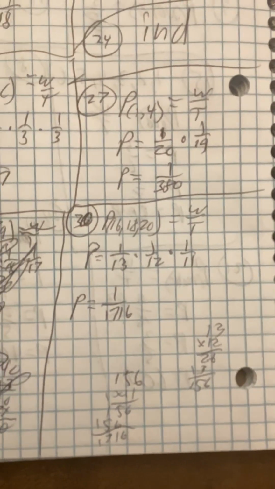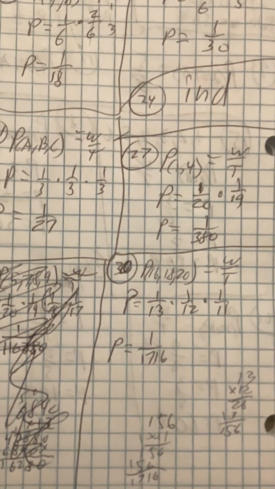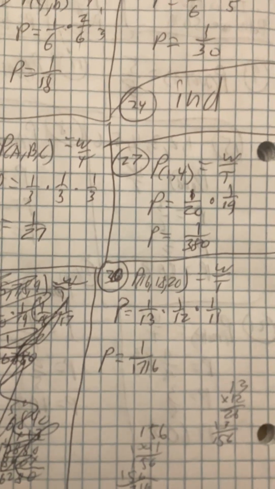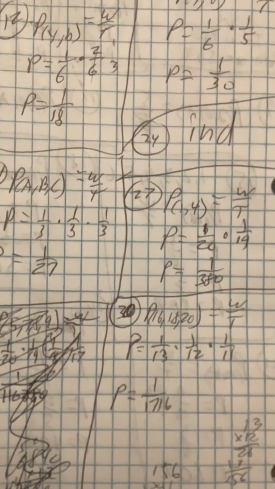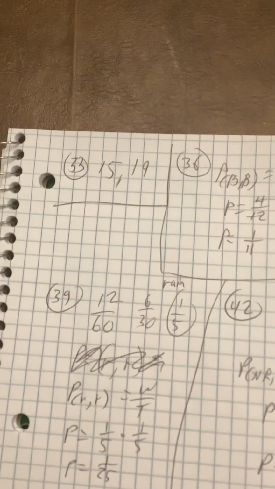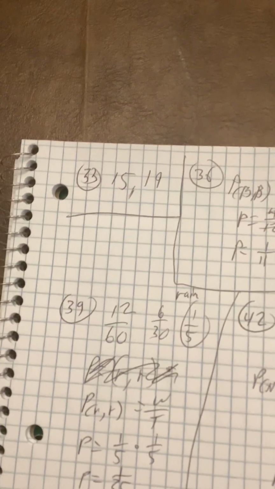13 times 12 is 156. Times 11 is 1,716. So the probability of picking those is 1 out of 1,716. And then which ones are left? Just 15 and 19 are the only 2 left.